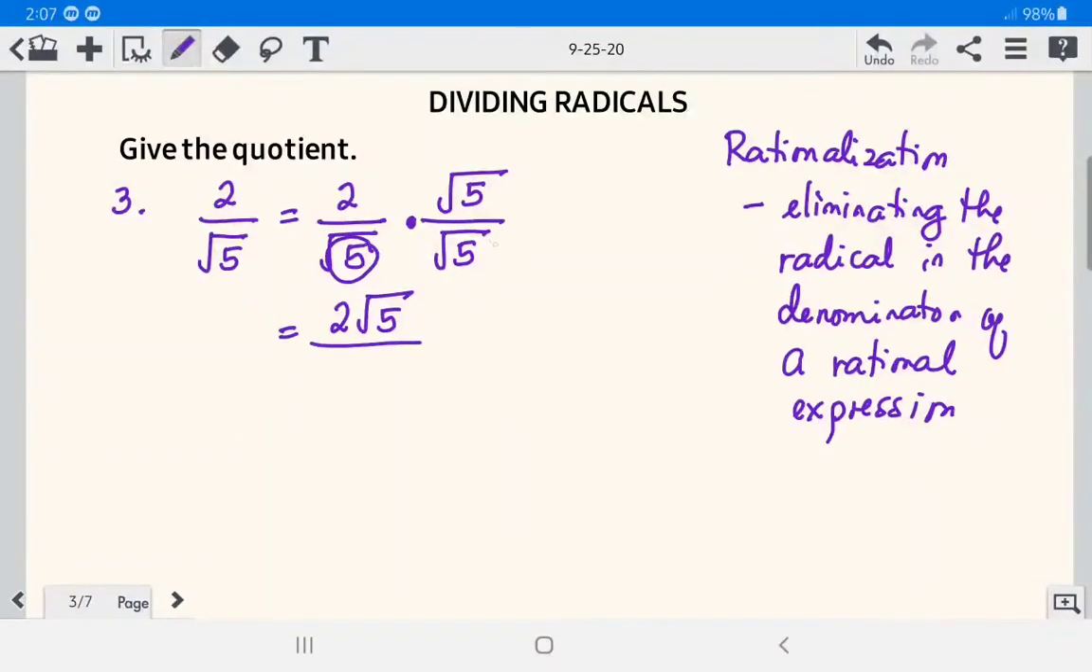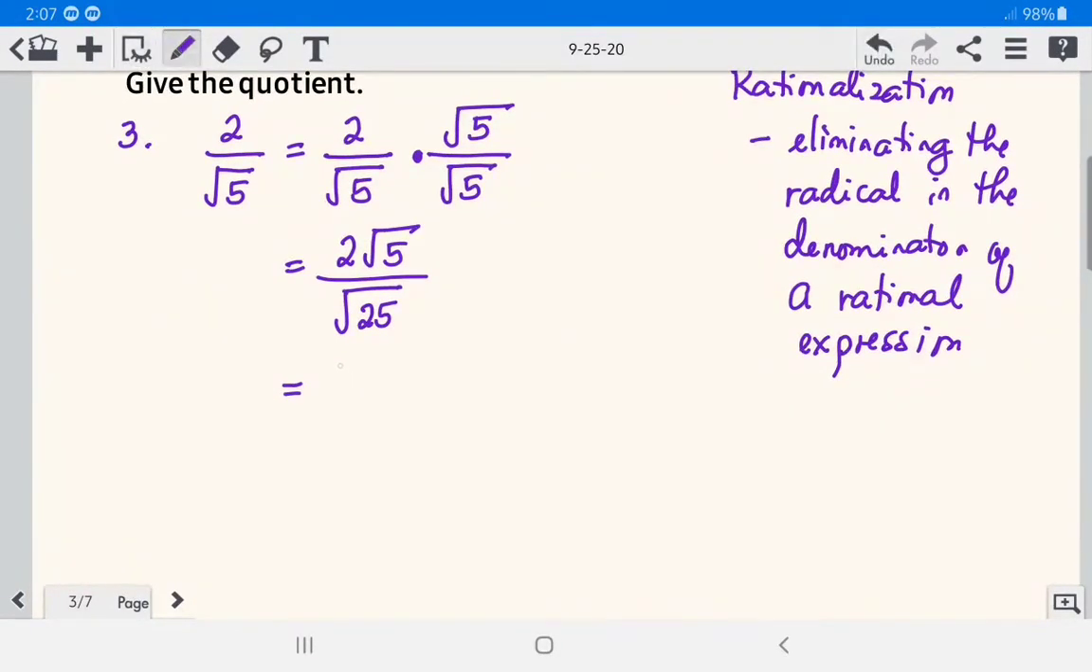Over the square root of 5 times the square root of 5, that is the square root of 25, right? Then you copy 2 square root of 5 divided by the square root of 25, that is 5. Okay, you cannot cancel the square root of 5 and 5 because they are not similar terms. So the answer for number 3 is 2 square root of 5 over 5.